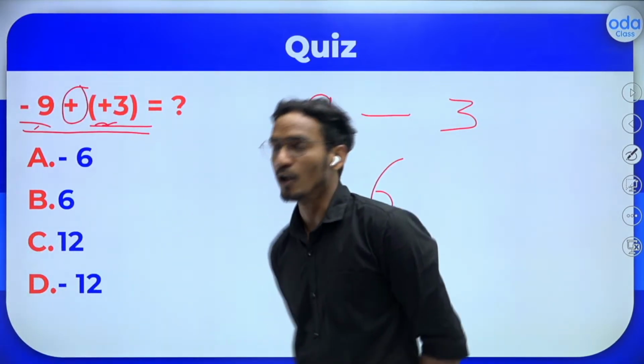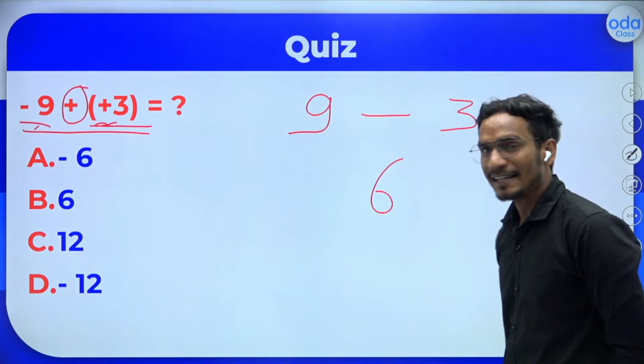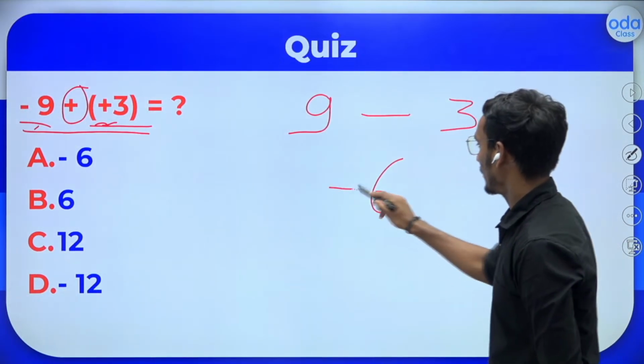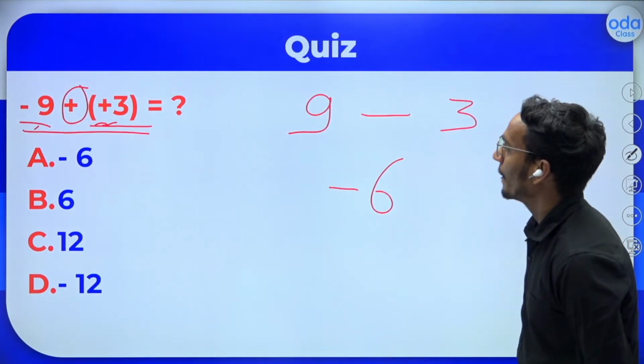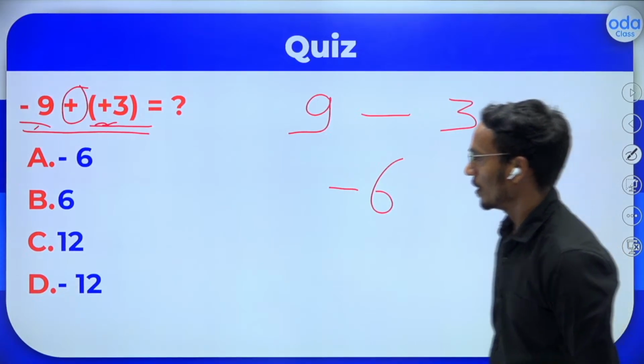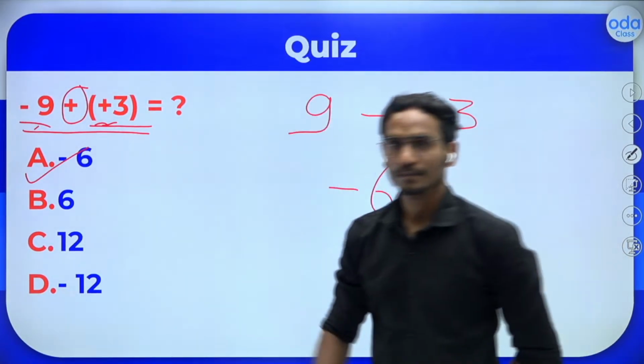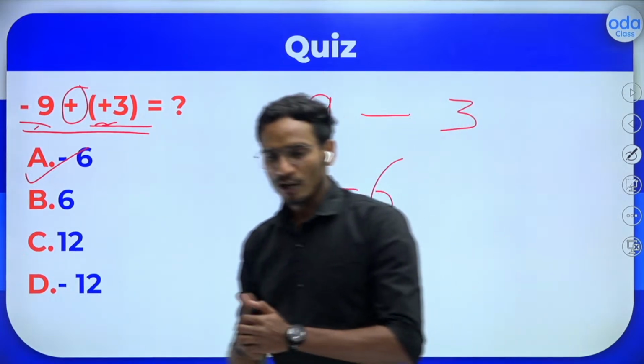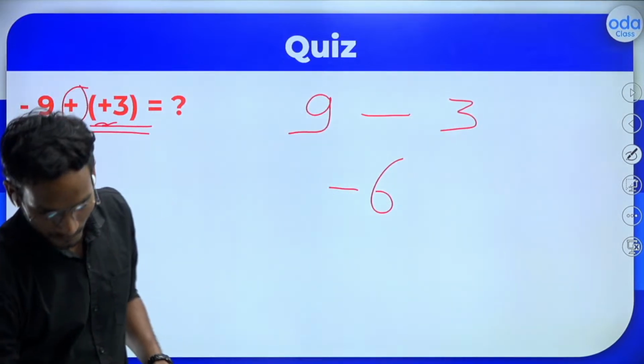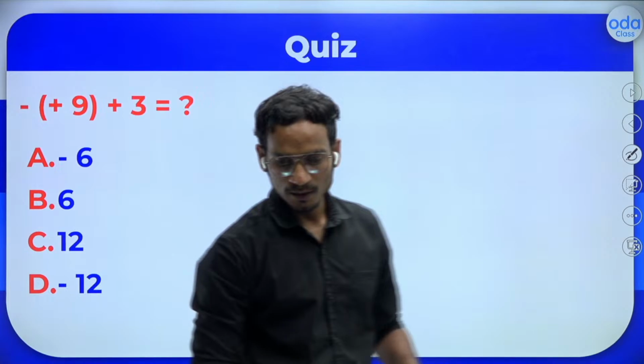इनमें से बड़ा कौन? 9 या 3? Obviously 9. 9 का sign, that is minus. तो minus 9 plus 3 is equal to minus 6. Option A. ये करेक्ट आंसर है इसका. I hope it is clear to everyone. चलो अगला क्वेश्चन करो.